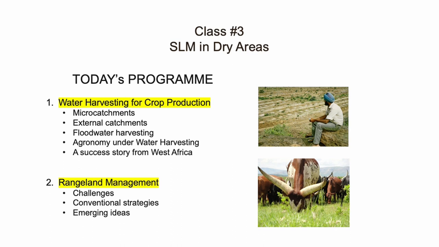We will begin by examining water harvesting for crop production, looking at three levels of scale, and then move on to rangeland management, where we'll consider the problems and various strategies that are being promoted. Sub-Saharan Africa is my geographical focus.